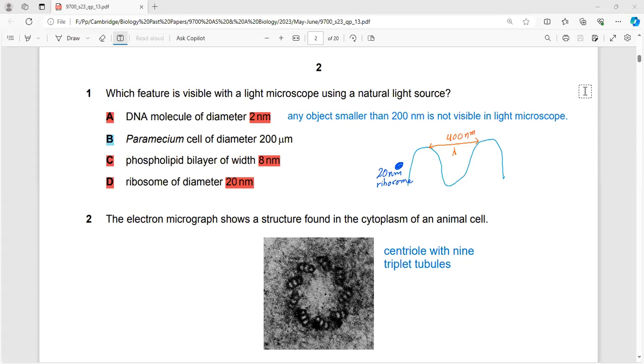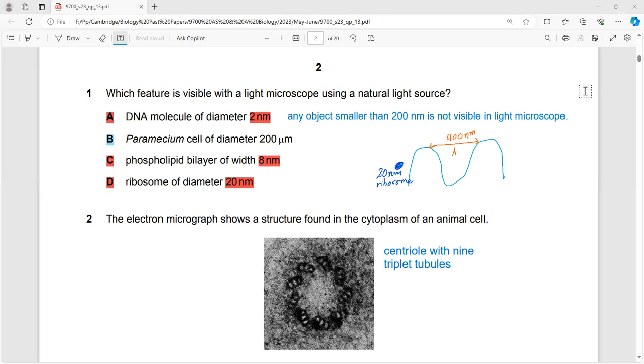Question number one: which feature is visible with the light microscope using a natural light source? Natural light is a visible spectrum containing wavelengths of around 400 nanometers. Half of this 400 is 200. So any object which is less than 200 nanometers is not visible by the light microscope. Why? Because normal visible light cannot reflect back after colliding with an object which is less than 200 nanometers.